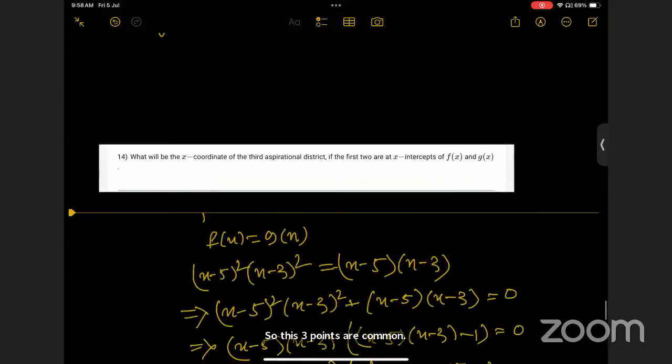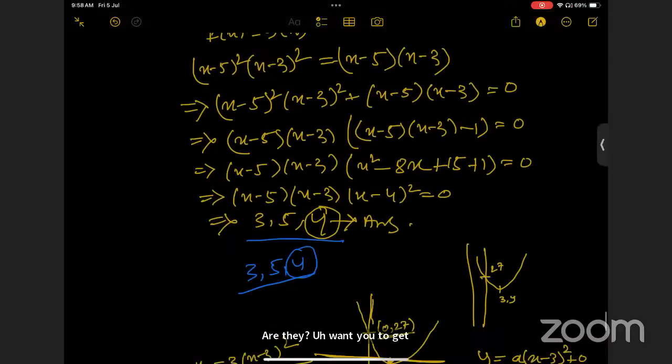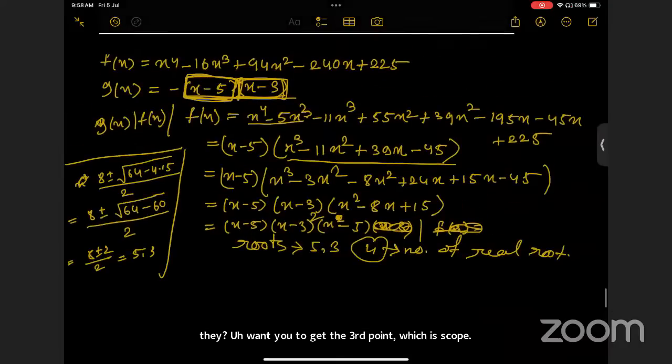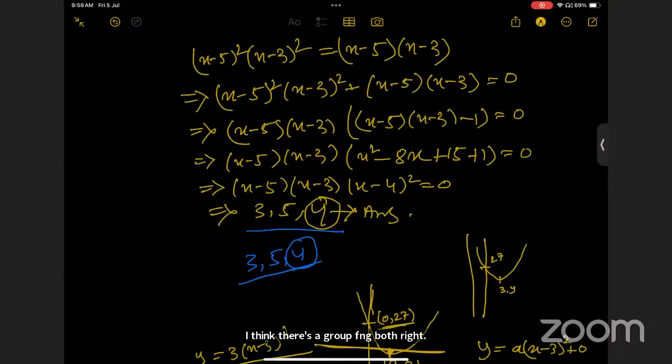Yes, ma'am. Here, they want to know if the first two are the x-intercepts of f and g, then they want you to give the third point, which is 4. Because we have already seen that 3 and 5 are the x-intercepts of both f and g, right? Yes, ma'am. So there is only one option, which is 4, which is not an x-intercept for f and not an x-intercept for g either, right?